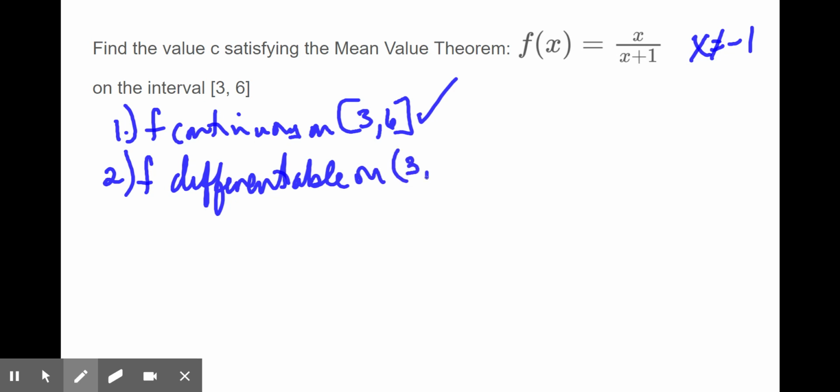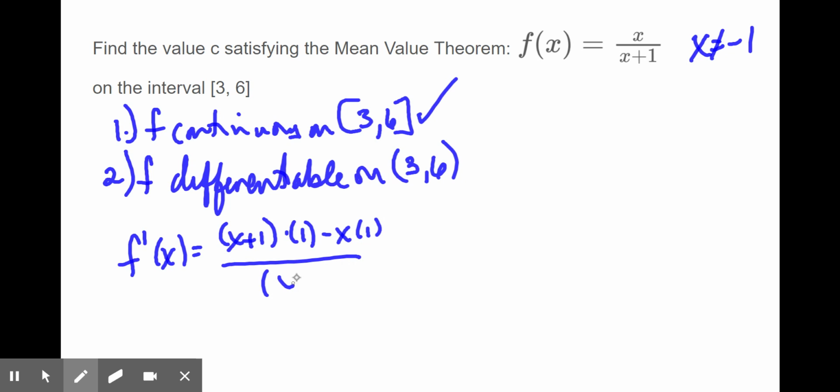on 3, 6 open. To figure out if f is differentiable, I'd have to find the derivative. With the quotient rule, low d high minus high d low over low low, and if I clean this up, I'll get 1 over x plus 1 squared. Again, x can't be -1, but I don't care. That's not between 3 and 6, so it is differentiable on 3, 6 open. Both of these have been satisfied, so we can use the mean value theorem.